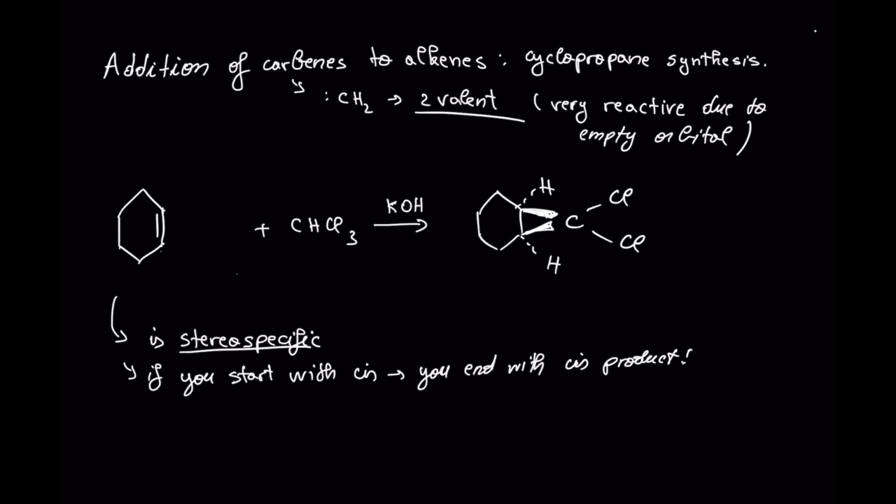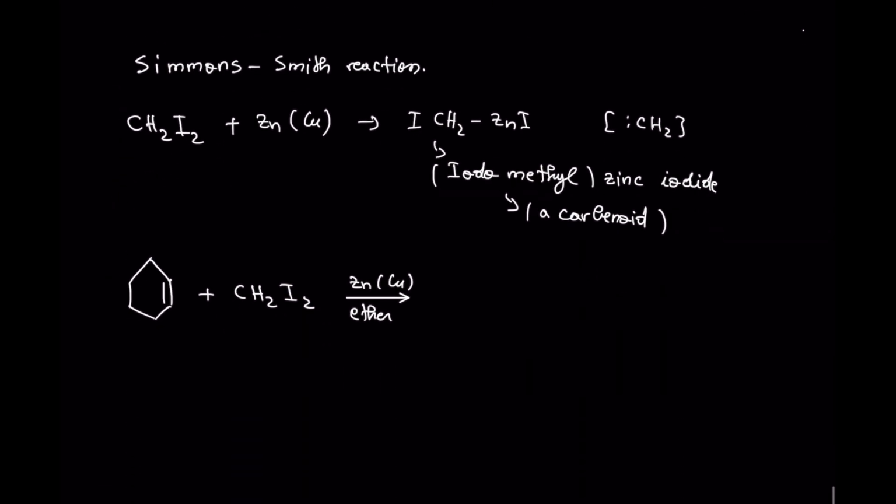It is stereospecific. In case you start with cis, you end with cis as a product. But this way of yielding cyclopropane works, but you have it chlorinated. In order to do that pure, without chlorine, you need to use the Simmons-Smith reaction. Simmons-Smith is the best method for preparing non-halogenated cyclopropanes. The process is called the Simmons-Smith reaction.